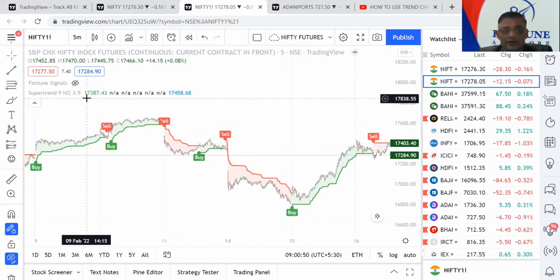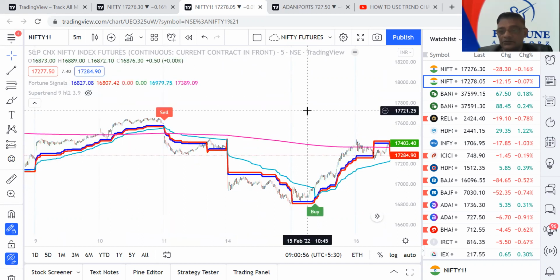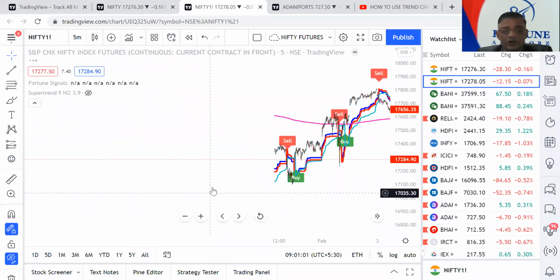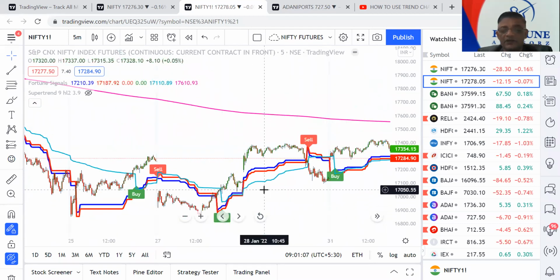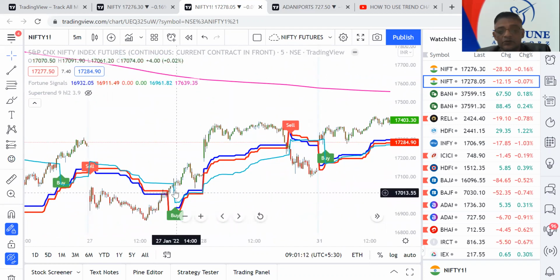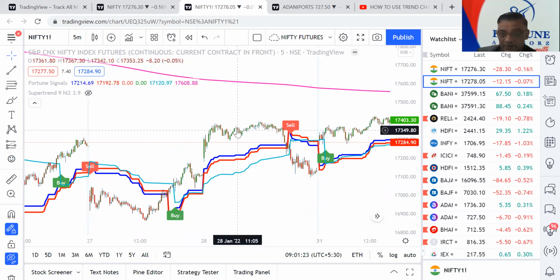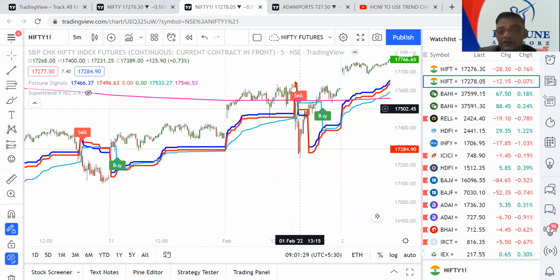So now I'm going to hide Super Trend. Now I'm going to put my indicator, which is called Fortune Signals. If you take from, let's talk about February 28th, it started from here, because whenever the expiry is closing, we shift our trades to next month. So the buy came on 27th January, one day before, and it happened only at 1:35 p.m. So we made the entry.